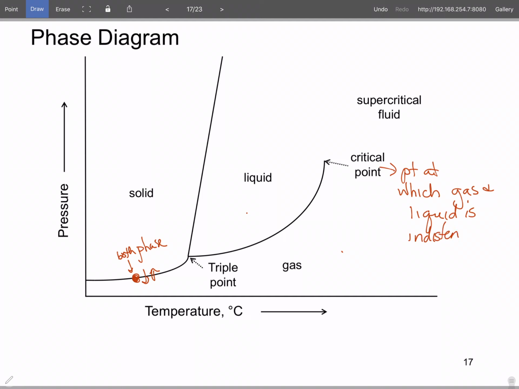Anyway, you can't tell the difference between the liquid and the gas, and we call that a supercritical fluid. I told you I'm a bad speller. This point here is the triple point. This is the only point where all three phases exist at once.